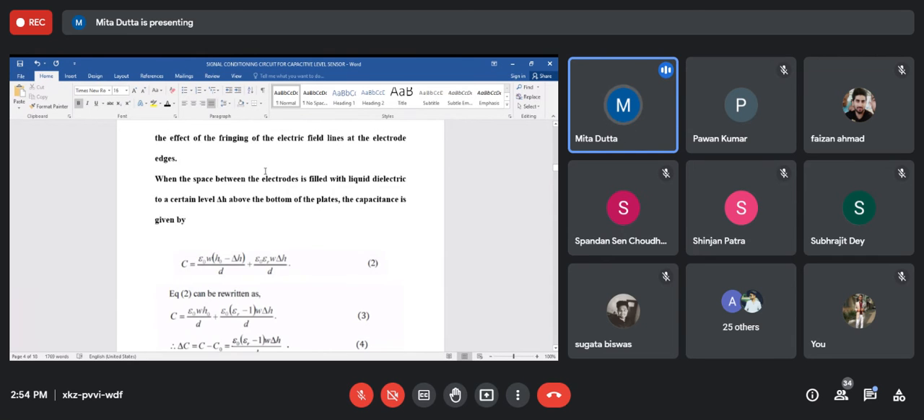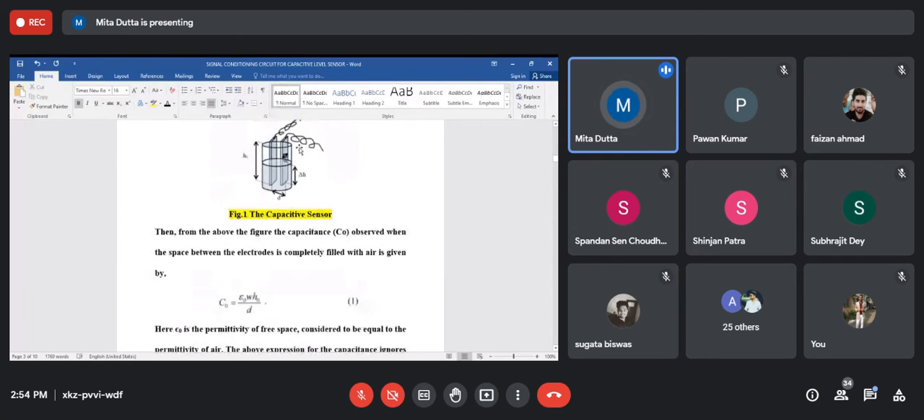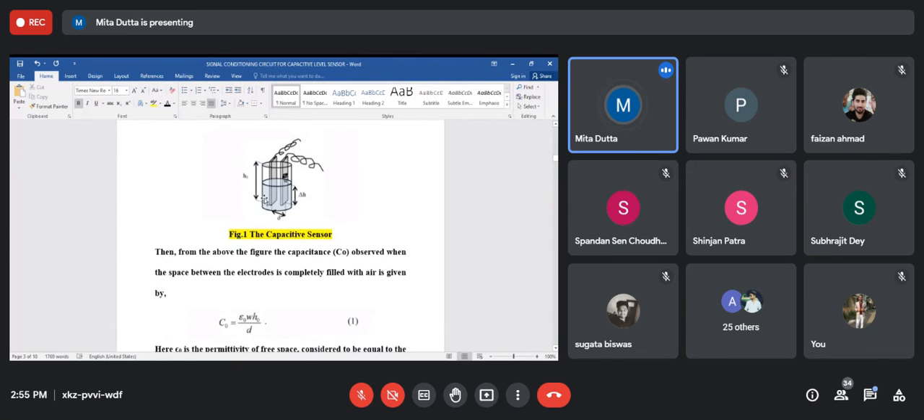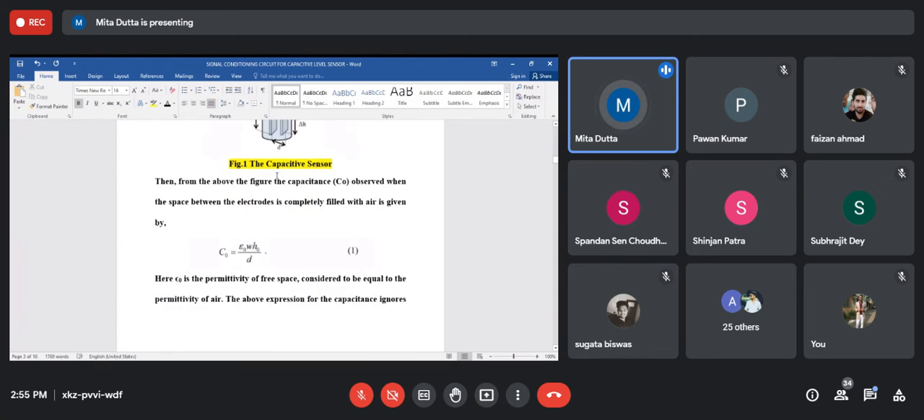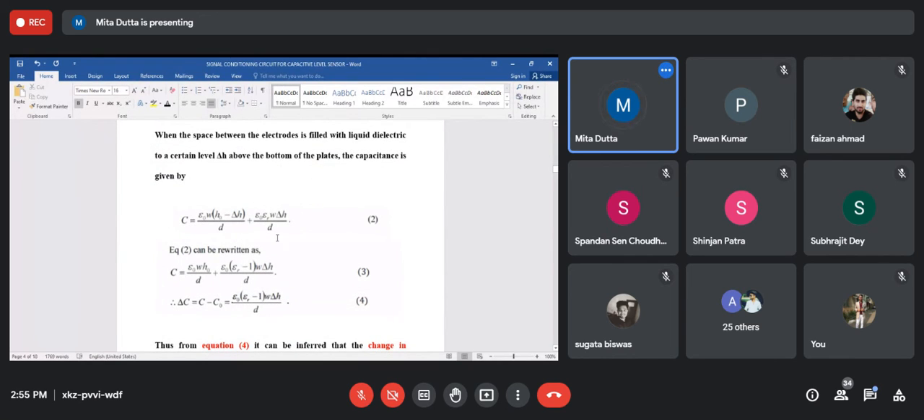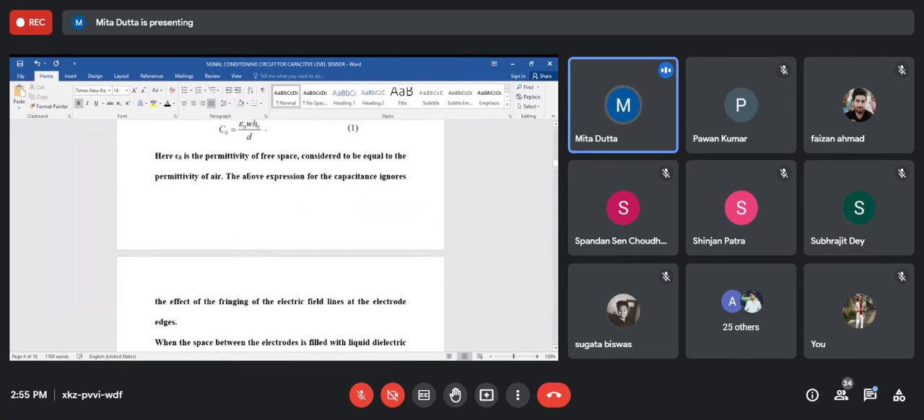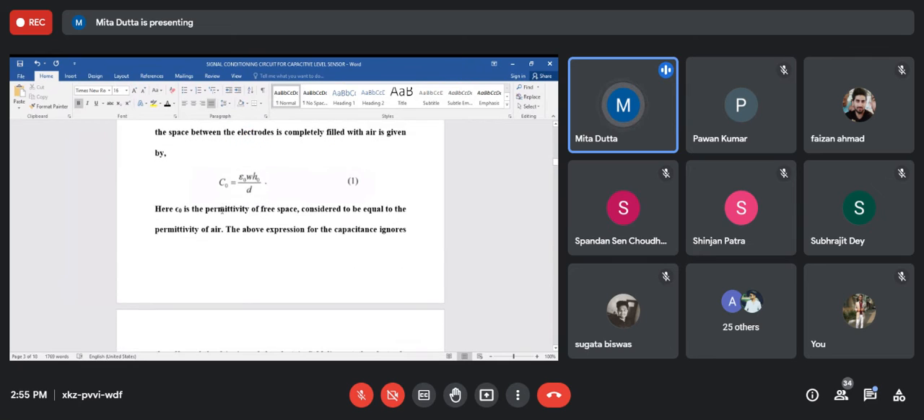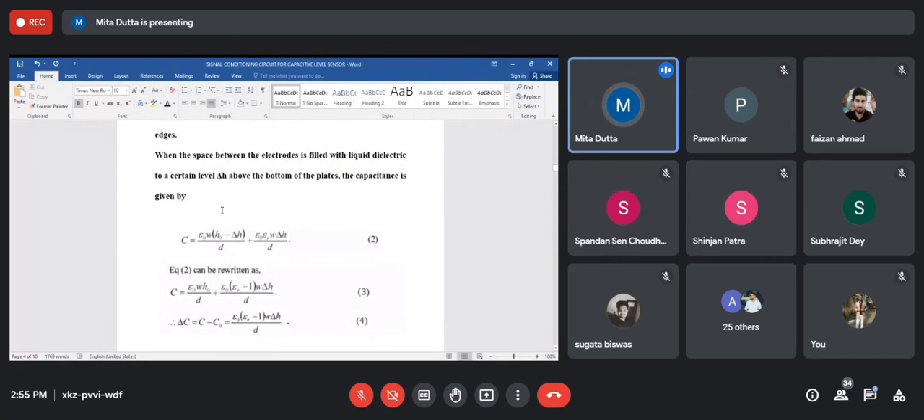Now, this is the initial capacitance before the tank is filled with a fluid or liquid whose level we are going to measure. This will be C0. And when we fill this tank with a fluid or liquid, the final value of capacitance will be this. The change in capacitance, where this is the final capacitance and this is the initial capacitance, will be C minus C0.